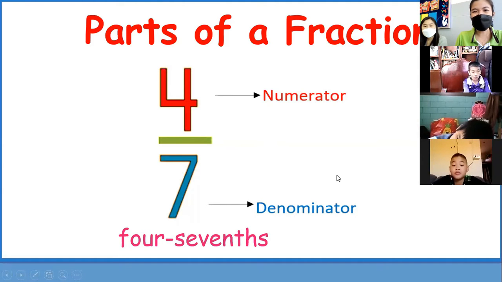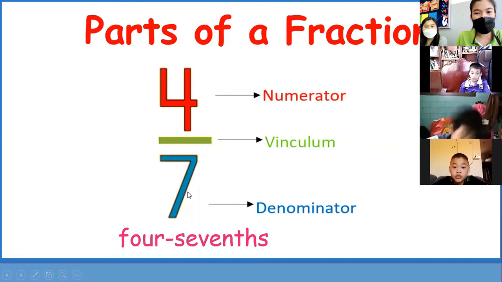Okay, so these are the parts of a fraction. What about the line? The line is what we call the vinculum. Remember, the top number is the numerator, the bottom number is the denominator.